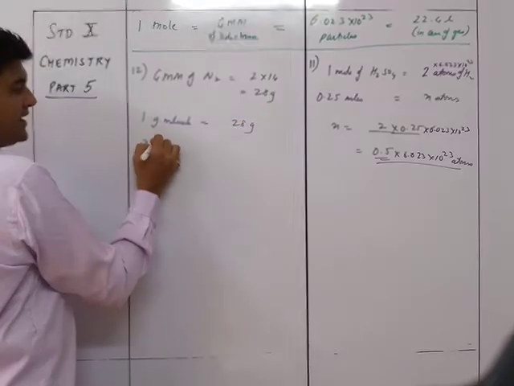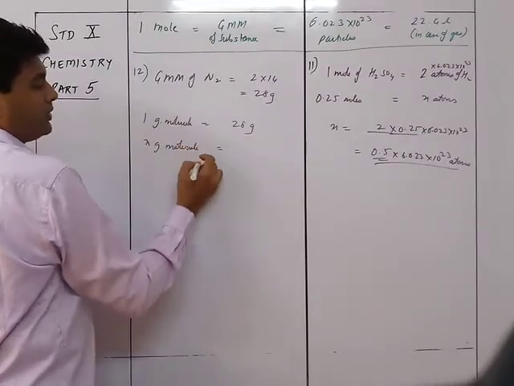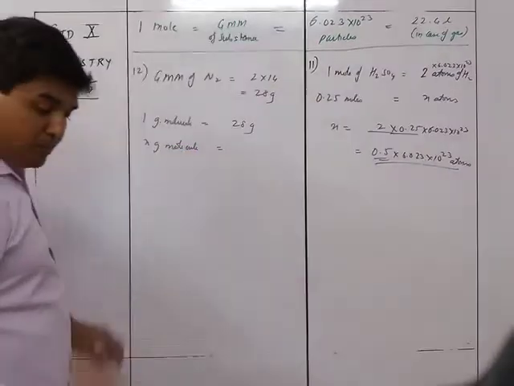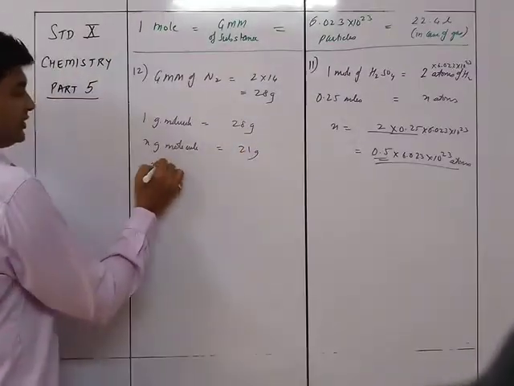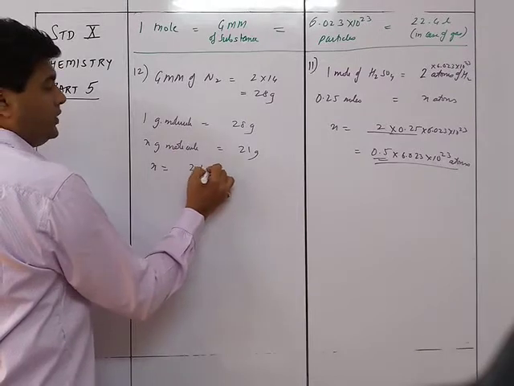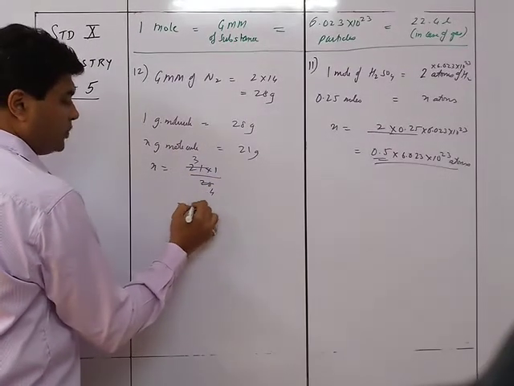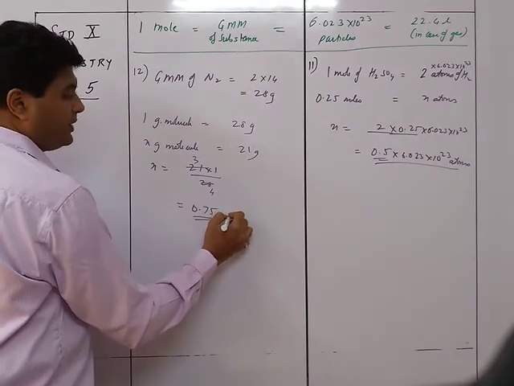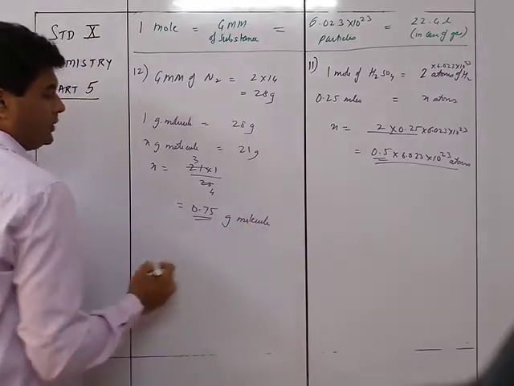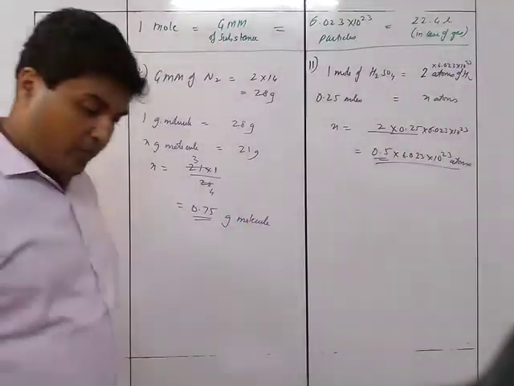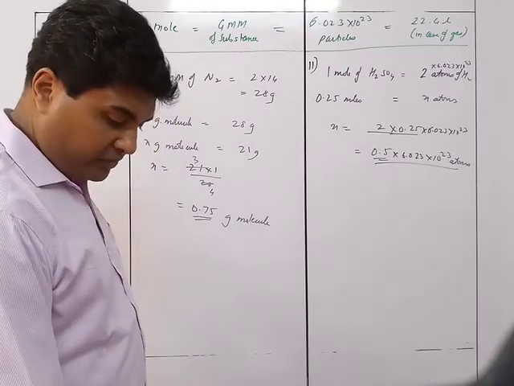So we know that 1 gram molecule is equal to 28 grams. Therefore, X gram molecule is equal to 21 grams. So X is equal to 21 into 1 upon 28, that is 0.75 gram molecule. So 21 grams is 0.75 gram molecules of nitrogen.